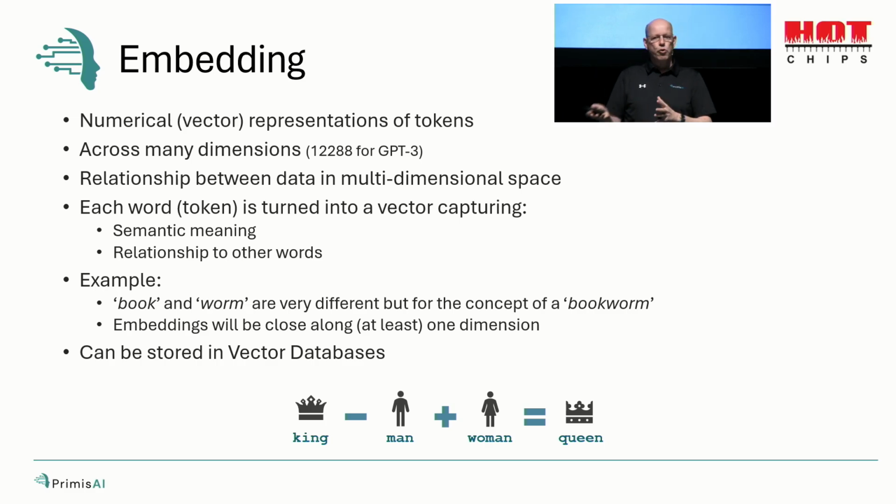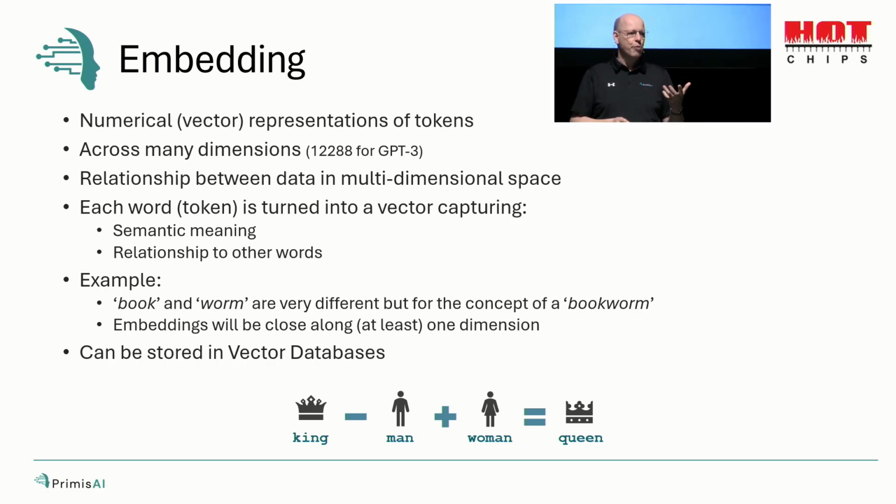So you would expect for a bookworm that the embeddings of the two tokens will actually be close in at least one of these 12,000 dimensions after training. Because even though a bookworm is something different, they share the word book and they share the word worm. Now, what's interesting is that they can be stored in a vector database. So if you look at it from a vector perspective, you can actually envision doing computations on them.